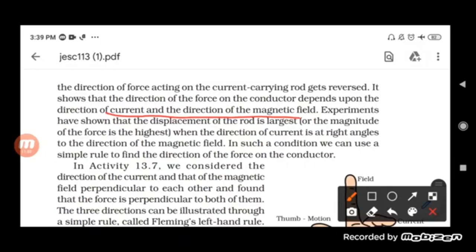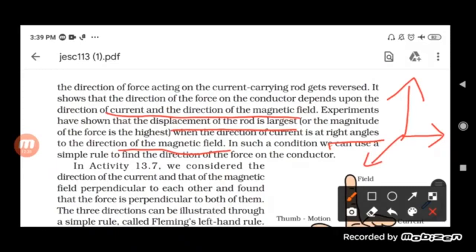Now see here, the displacement of the rod is largest, it means its magnitude is highest, when the direction of the current is at right angle to the direction of the magnetic field. So if this is the magnetic field, then this will be the current. Only then the displacement will be maximum. So when the current direction is at right angle to the direction of the magnetic field, we will find that the displacement of the rod will also be maximum.